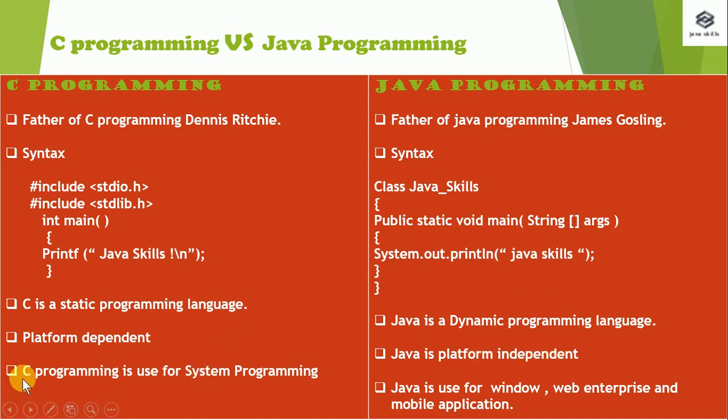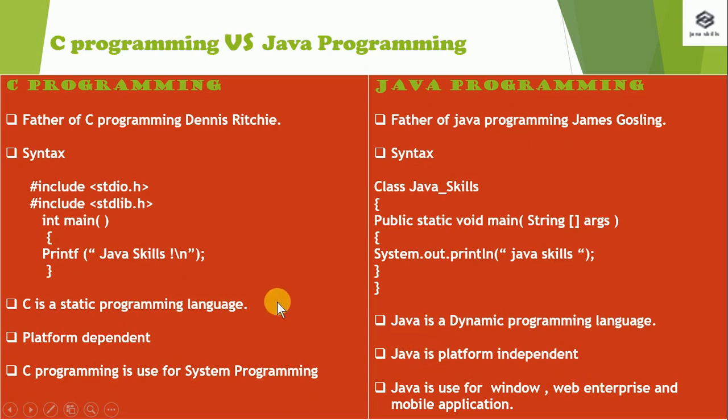When we come to C programming, we can use it for system programming, like developing a program for an operating system, graphic games, embedded systems, etc. Whereas Java is used for Windows, web, enterprise and mobile applications. Windows applications are like multimedia, then web enterprise is like a job portal, then banking applications, and mobile applications.